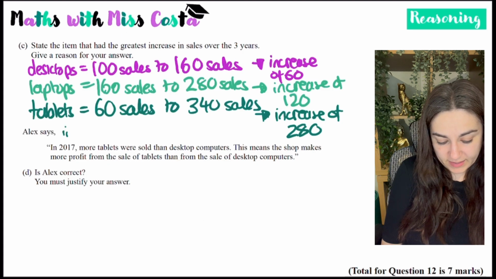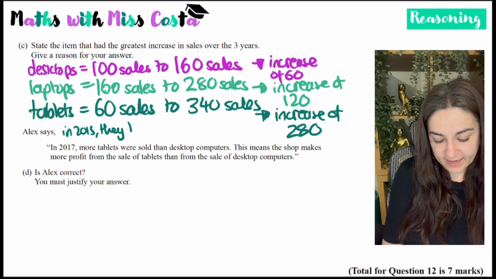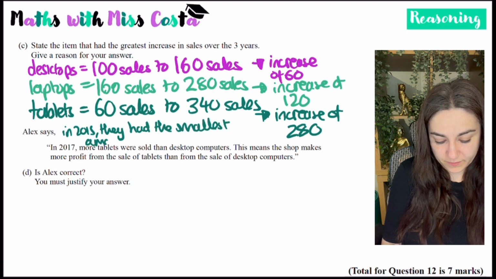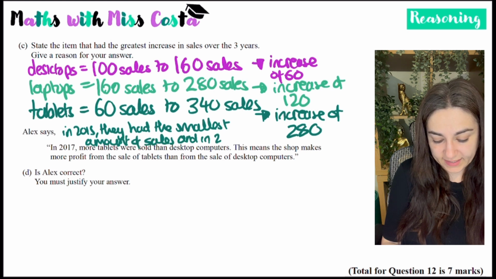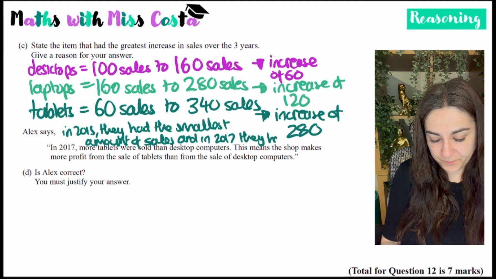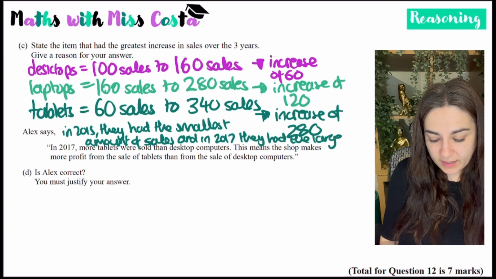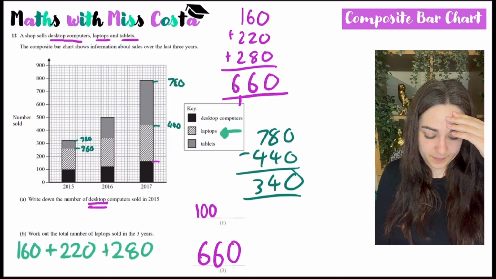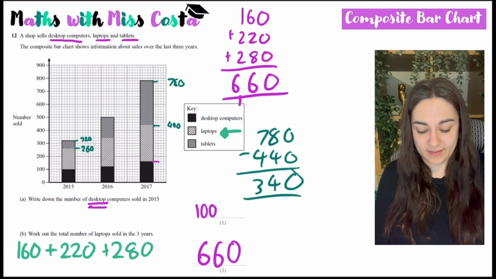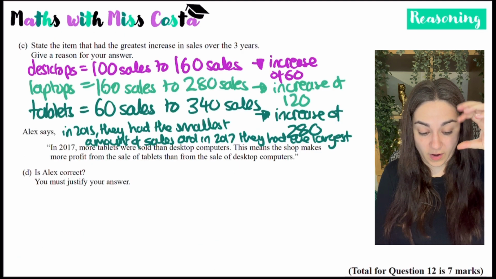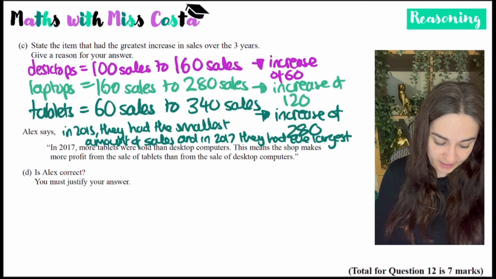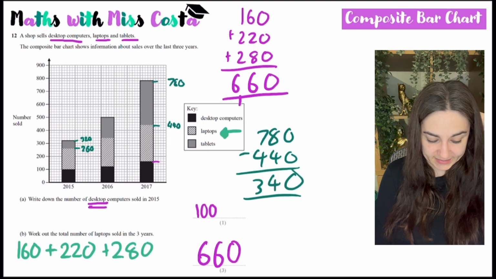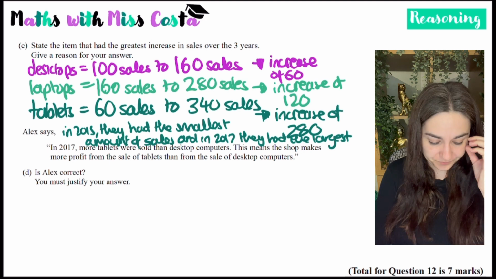So in 2015, they had the smallest amount of sales. And in 2017, they had the largest. You could also have just done it by visually representing it. Just looking at it, you can see that the item that had the greatest increase in sales was your tablets. This is extra working to just prove it.